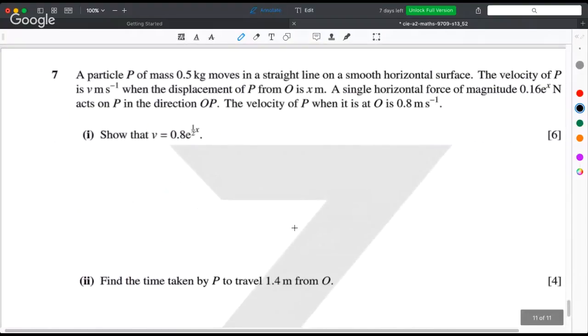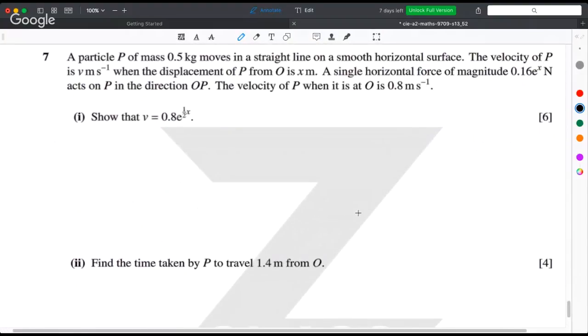Okay, last question, the differential equation question. So for this, you need to know that F equals ma, and a is just dv/dt, and we're told that the force is equal to 0.16 e to the x. Now, you might immediately try and separate variables here, but the problem is that this thing is in terms of x, and this is not. This is v and t.